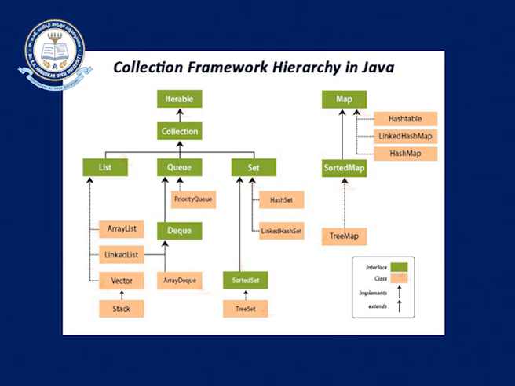In this, Iterable is the top level interface, after that the second level is Collection, and List, Queue, Set, Deque, SortedSet are the interfaces, and the classes are ArrayList, LinkedList, Vector, Stack, and you can use different types of methods for the different types of classes. So, what is a collection? Why do we use a collection? A collection is used to store multiple elements.